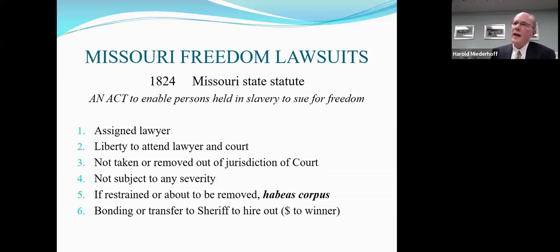A lot of times there were a lot of volunteer lawyers along the way that were in favor of abolition of slavery. But nevertheless, the law allowed for a lawyer to be assigned.